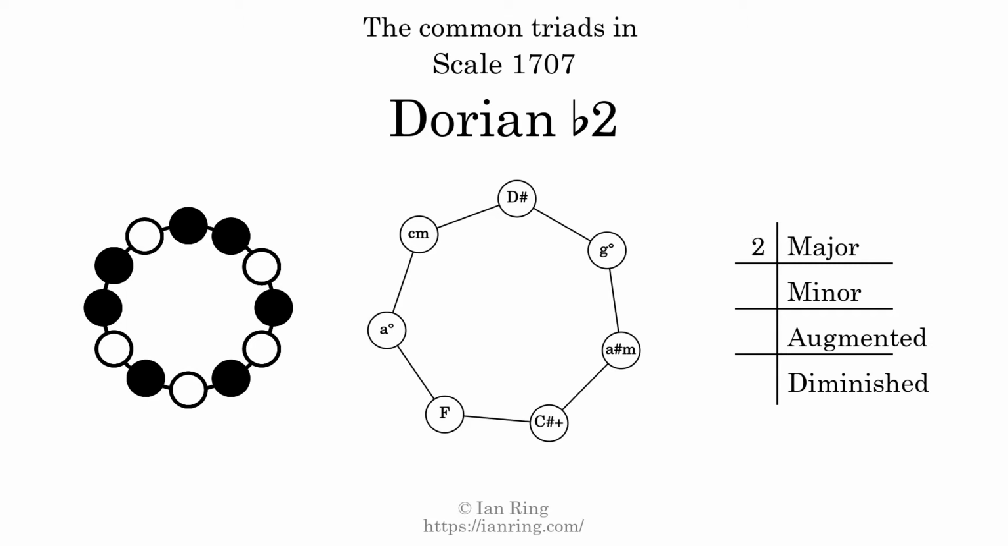There are 2 major triads. There are 2 minor triads. There is 1 augmented triad. There are 2 diminished triads. Here is a Hamiltonian path of parsimonious voice leading that uses all the triads.